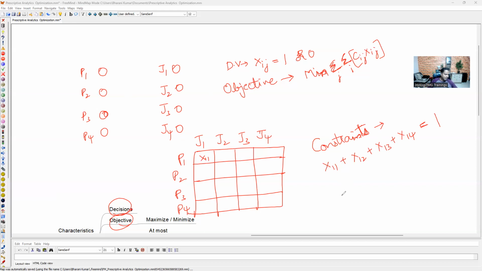And the second thing is that X11 plus X21 plus X31 plus X41, because person one to job one, person two to job one, person three to job one, person four to job one. And you have a constraint that each job should be assigned to only one person. So the summation of this also should be equivalent to one. Usually, this will be our objective function to minimize, and this will be our decision variable. Should you assign a task or not? And you have the constraints.